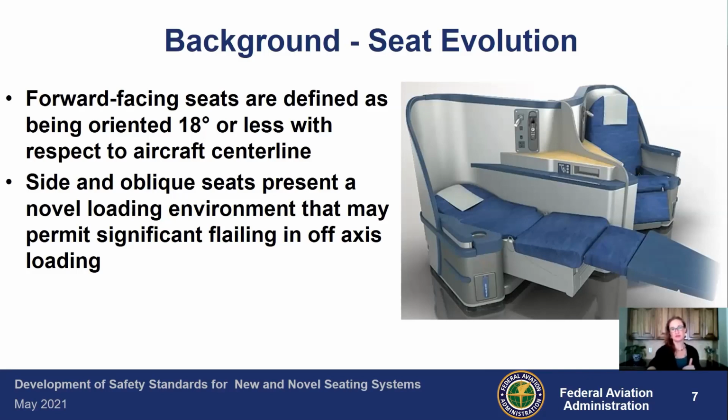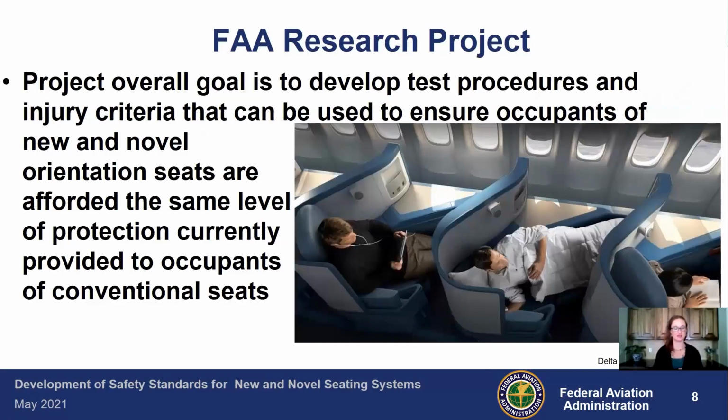So when we were presented with these new and novel seats, the FAA put a research project together with the overall goal being to develop test procedures and injury criteria that can ensure occupants of these new and novel seat orientations continue to have the same level of protection as provided to occupants in the more traditional forward-facing seats.